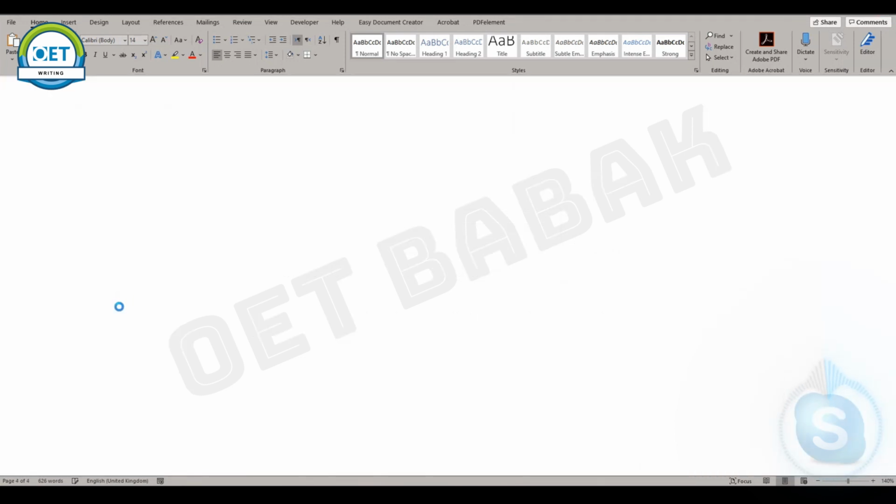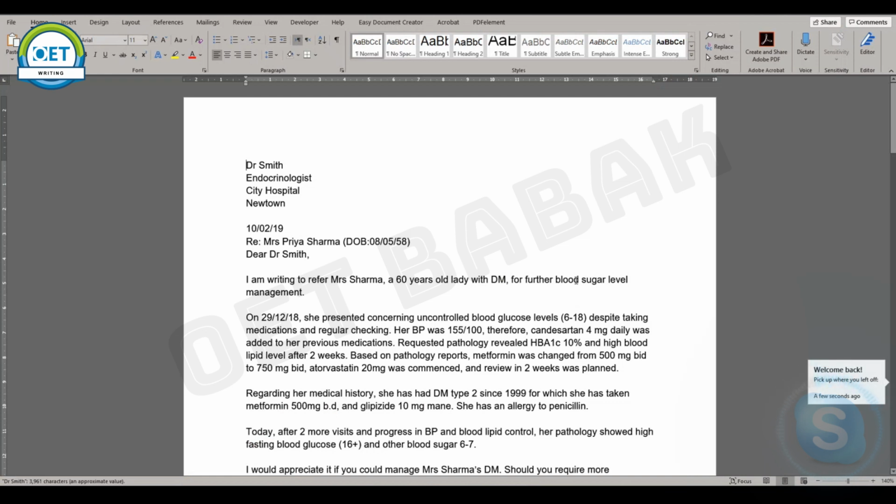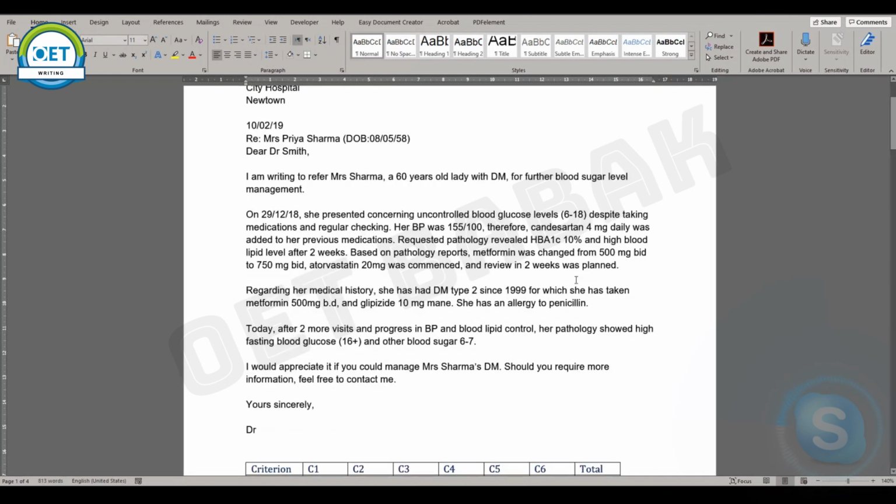And let's go to the other one. I just wanted to say this bit. Okay, a 60-year-old, 60 years old lady. And further blood sugar levels presented concerning this despite taking this and this. Therefore, candesartan was added to a previous medication.